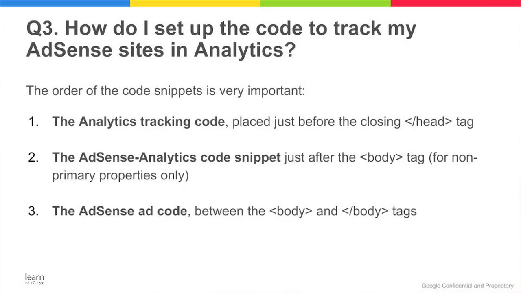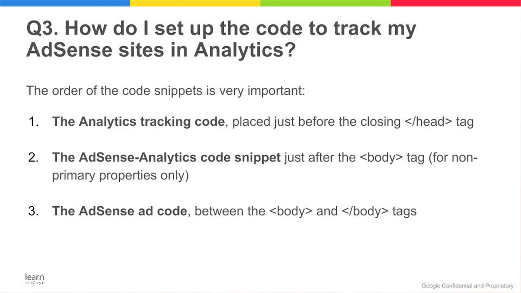That's so easy. Okay. And how do I set up the code to track my AdSense sites in Analytics? So the order of code snippets is important, especially if you are tracking multiple domains. If you are monetizing multiple domains in AdSense, and you want to track them in GA as well, one of these domains is your primary domain.